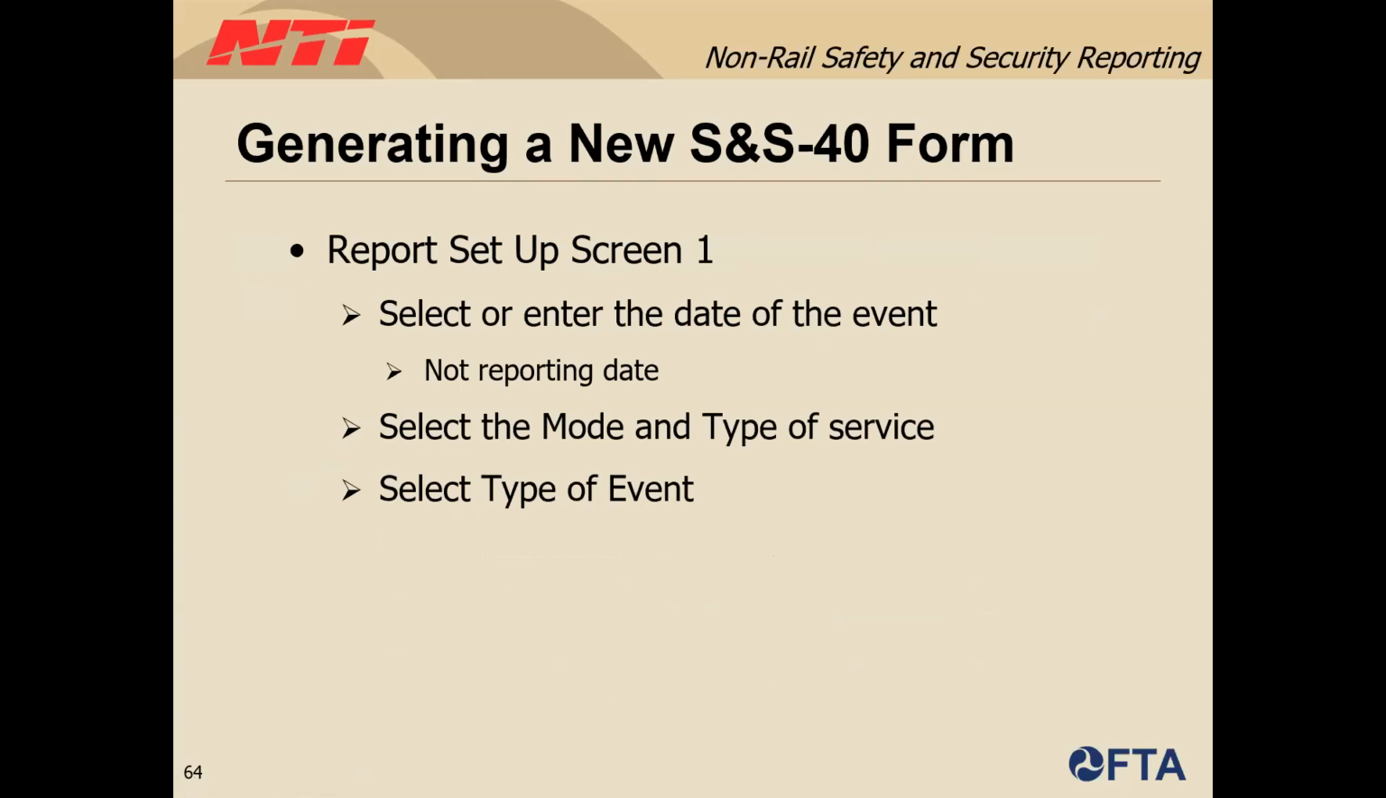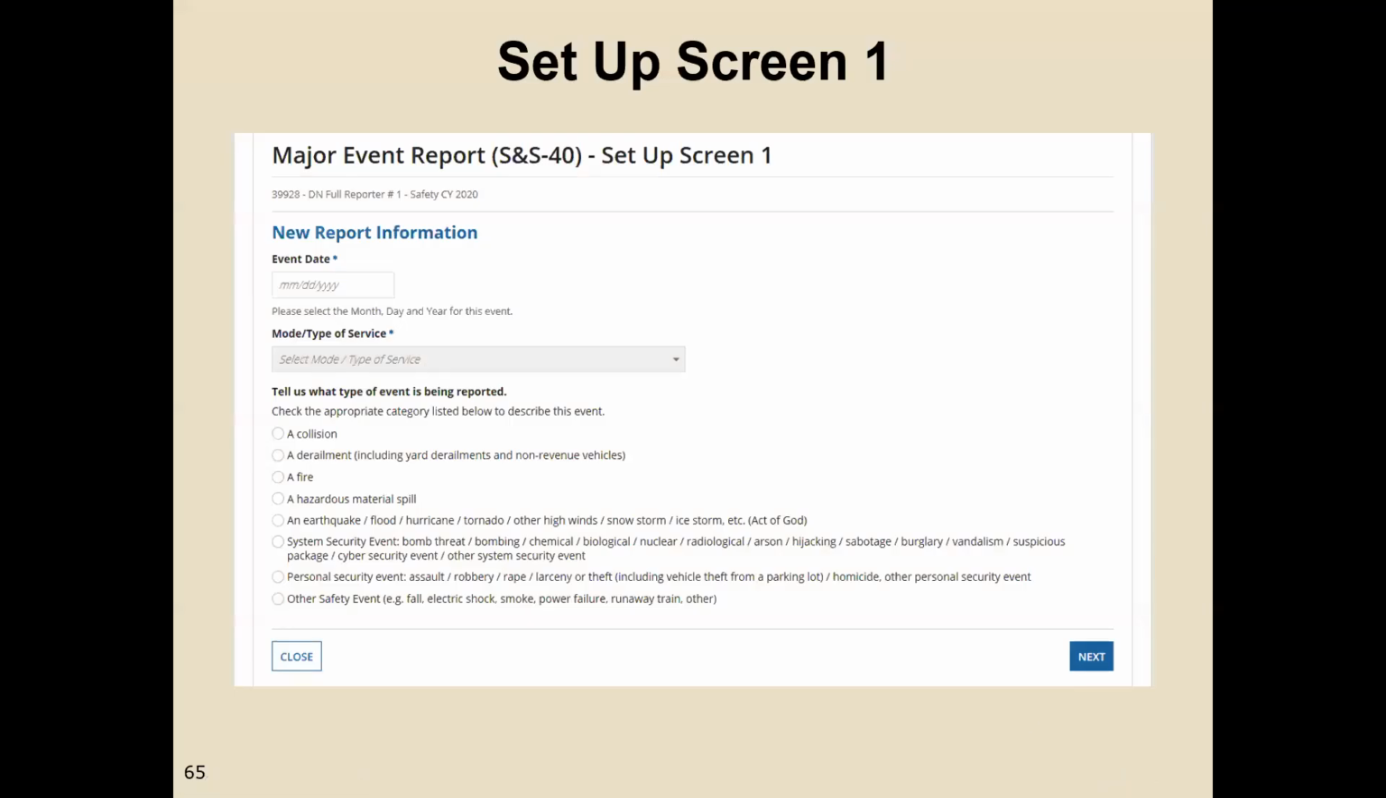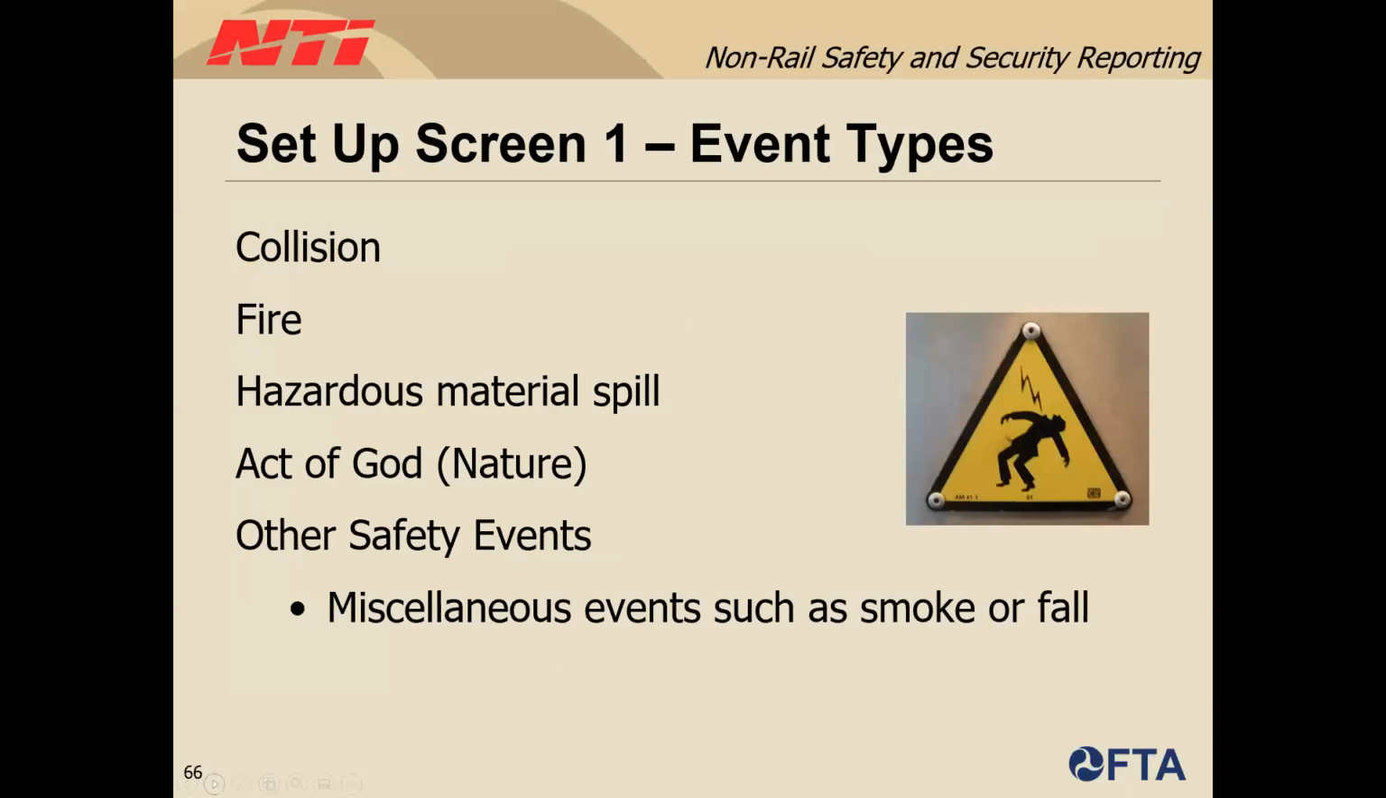The first 2 screens will act as a wizard to help determine if the events meet the thresholds. Screen 1 captures the date of the event, the mode and the type of service, and the event type. Here's a snapshot of setup screen 1. Setup screen 1 event types. The first and most common is a collision, followed by fires, hazmat spills, acts of nature, and other safety events that meet a threshold. Each of these will be discussed in more detail later in the presentation.